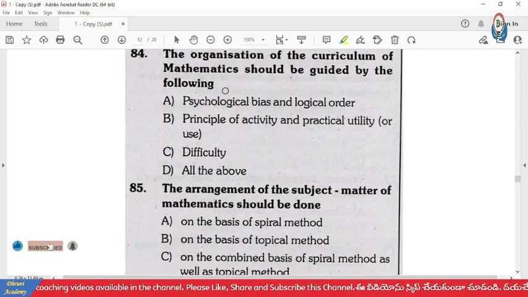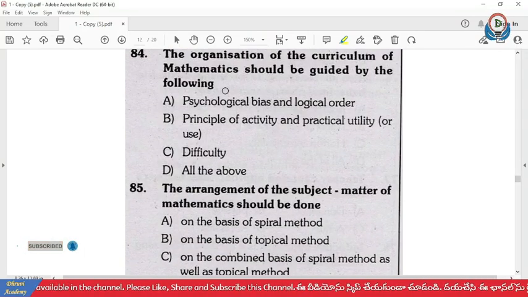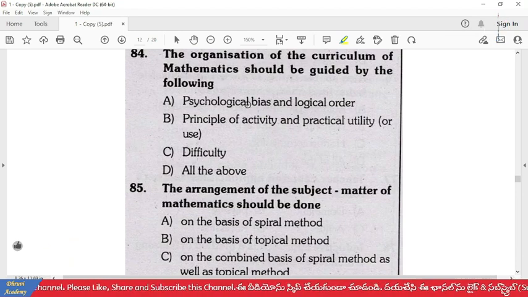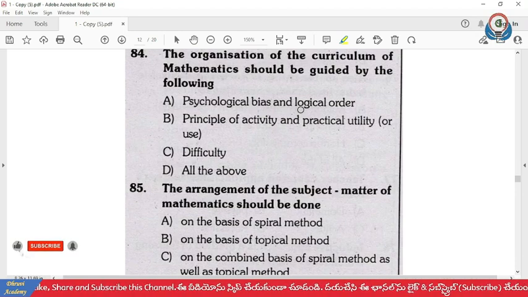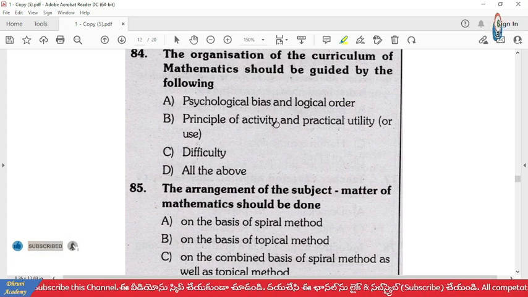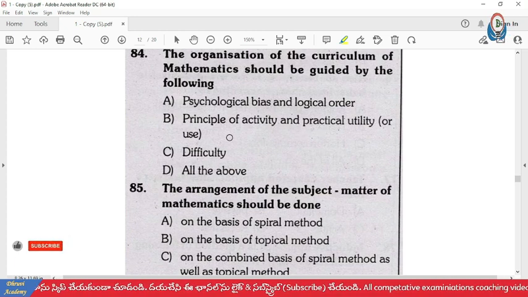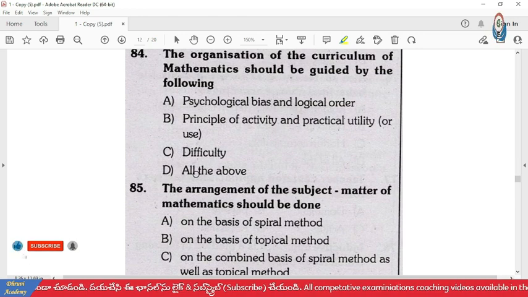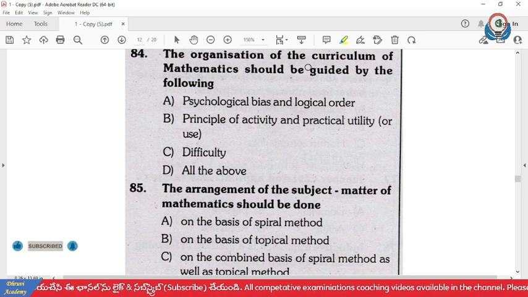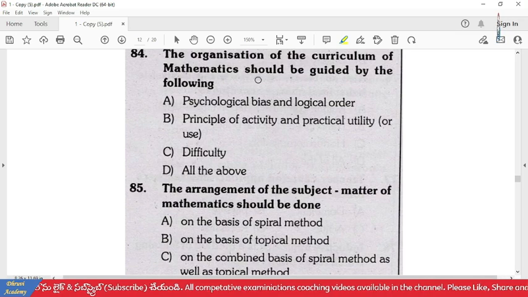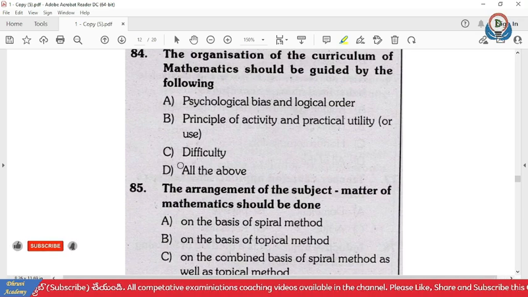The organization of the curriculum of mathematics should be guided by the following. A. Psychological bias and logical order. B. Principle of activity and practical utility or use. C. Difficulty, or D. All the above. Which is the right answer? The organization of the curriculum of mathematics should be guided by all of these. All the above is the right answer.